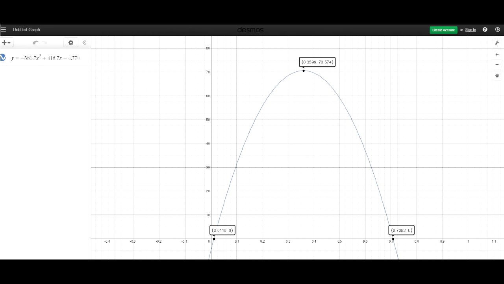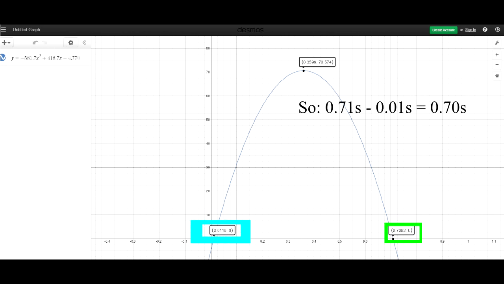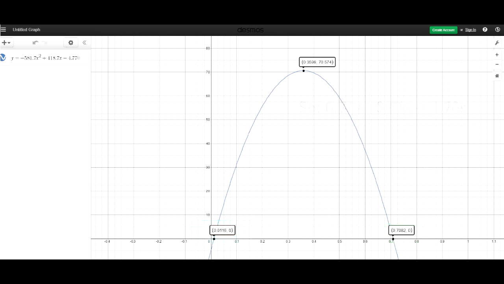The value for max height was represented at the top of the graph as the y value of 70.6 centimeters, or 0.71 meters. For the length of time that I was in the air, I had to subtract the x values as the parabola did not start exactly at x equals 0. Therefore, the time in the air was about 0.70 seconds.